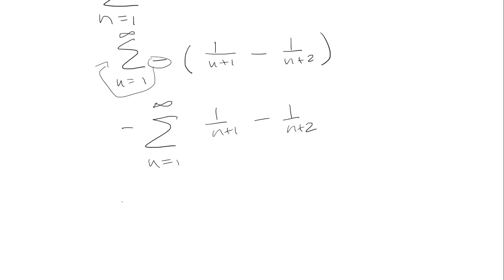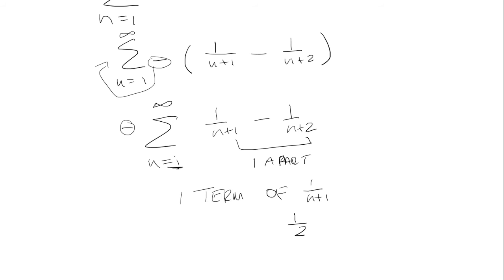Okay, so we know that these are only 1 apart from each other. So we're only going to have one term of 1 over n plus 1, and that's when n is equal to 1. Okay, so that's going to be 1/2, but because we have the negative out here, we know that this is going to be negative 1/2. Let's do another one.